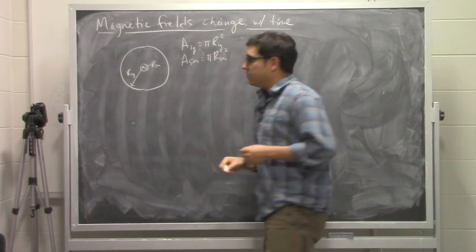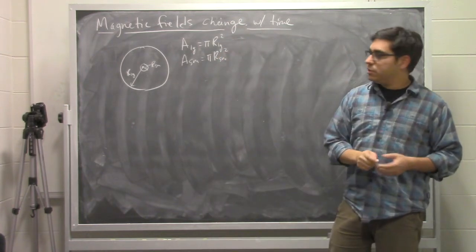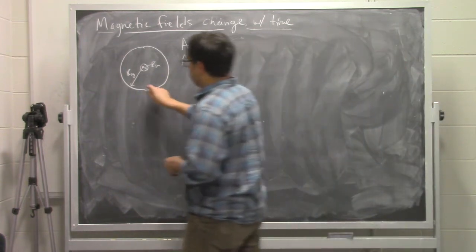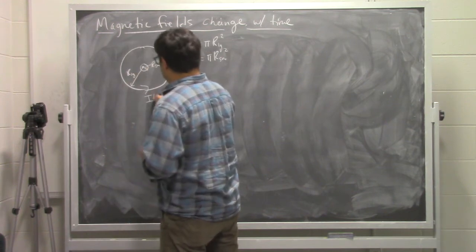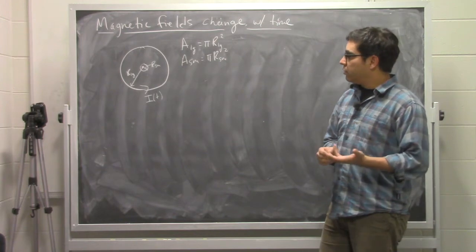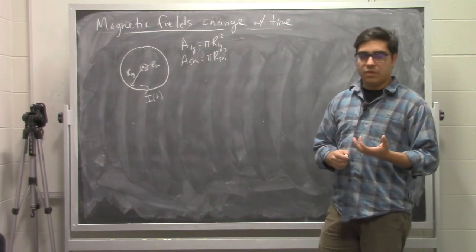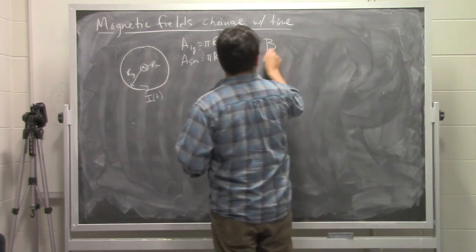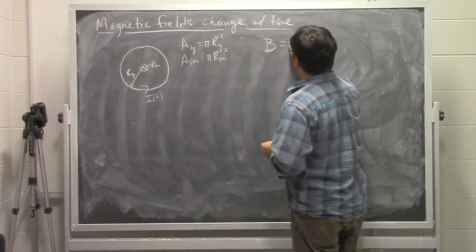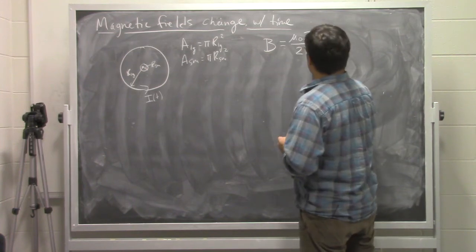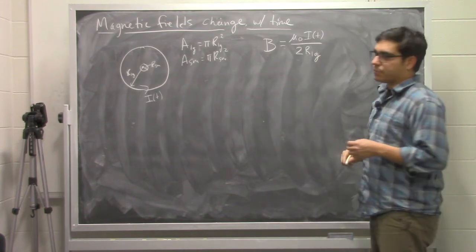Now, the point of this exercise is that we're going to drive a current in the outer loop, and we're going to see what happens in the inner loop. So we'll drive a current around the outer loop, and we'll allow that current to change with time. We've talked a little bit about the magnetic field associated with a loop of current, and the magnetic field that you're going to see right at the center is going to be mu naught times the current over 2 times the radius of the larger loop.